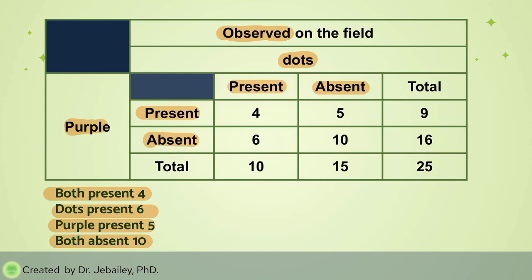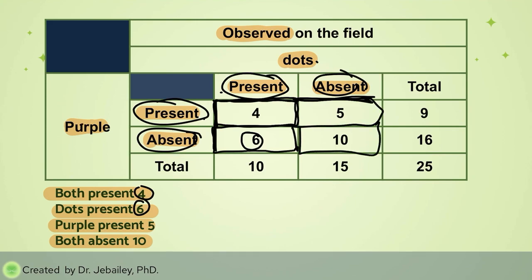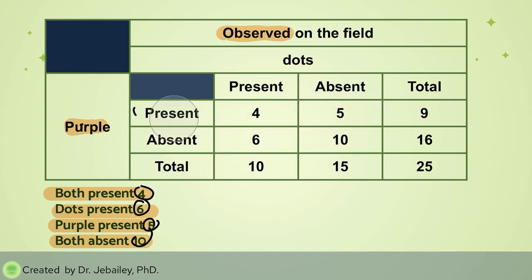For example, this first square is basically saying how many squares have both present, present for both sides, present with present, so it's 4. Then on the square below, it is present in the dots but absent in the purple. So present dot only is 6, so you put the 6 here. This square says it's absent for the dots but present for the purple, so it's 5. And then here it's absent for both, so it's 10, as you can see here.